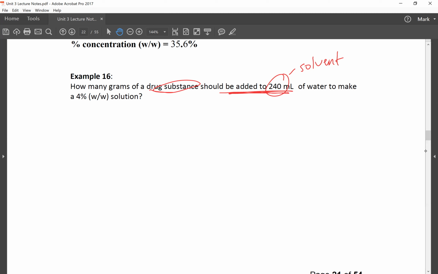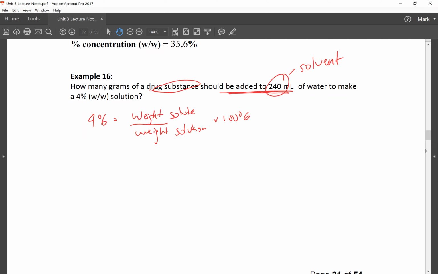This is a tough one, actually. I thought this was a straightforward one, but it's actually a little tough. My formula is the percent of my solution is the weight of my solute over the weight of the solution times 100%. But there's a little bit of work here because I don't know the weight of the solution, so I'm going to need to do a little bit of work.